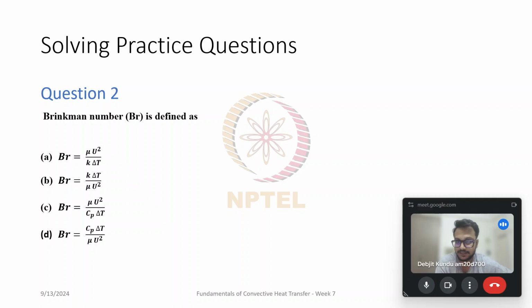So that was option A. Or could it be option B, k delta t over mu u square, or option C, mu u square over Cp delta t, where Cp is the heat capacity at constant pressure, or is it option D, Cp delta t over mu u square? Which one should it be?